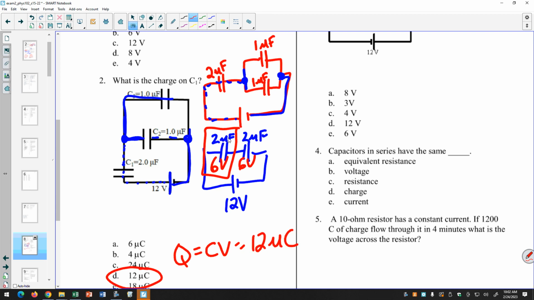What is the voltage across this capacitor? Is it 3 volts? No? What is it? It's 6, right. Capacitors in parallel share the same voltage. They don't split it up, they share it. And capacitors in series split the voltage.